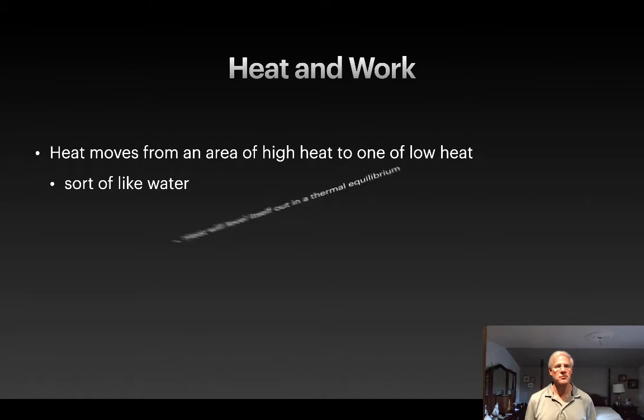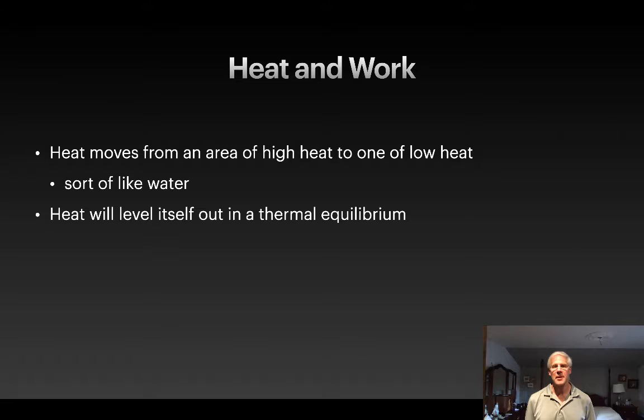So I mentioned water flowing from a higher area to a lower area. Heat will level itself out just like water would if you had two pails connected with a tube, and one pail had very little water and one had a lot of water. They're going to fill each other up until they have the exact same height. And heat does the exact same thing. If you have two objects in contact with each other at different temperatures, the heat will move from the higher heat to the lower heat until they are at the exact same temperature, and then they've reached a thermal equilibrium.